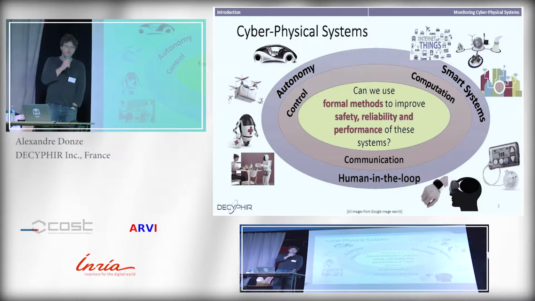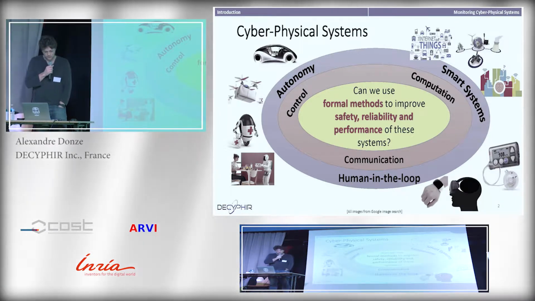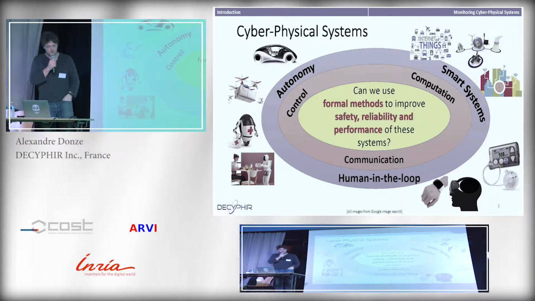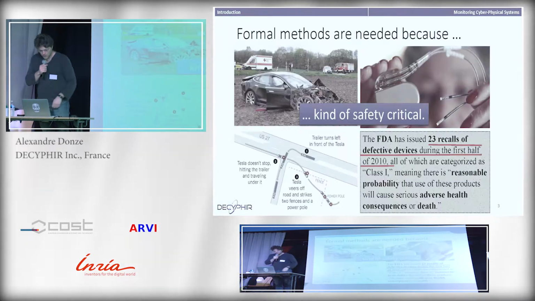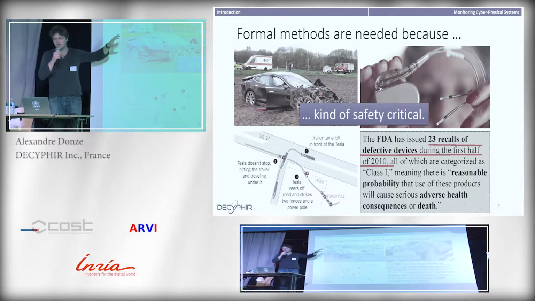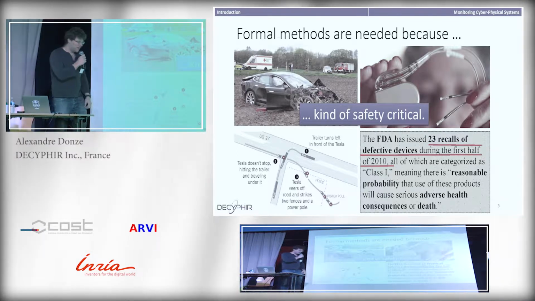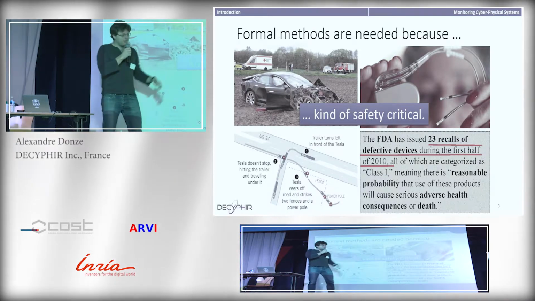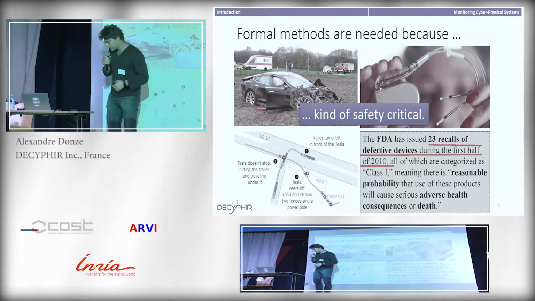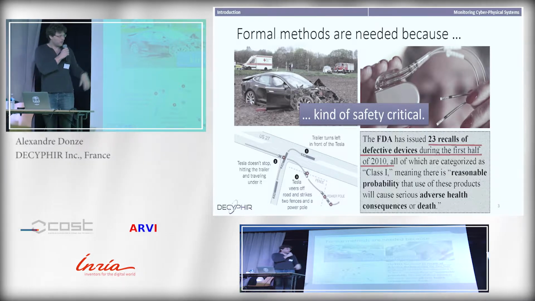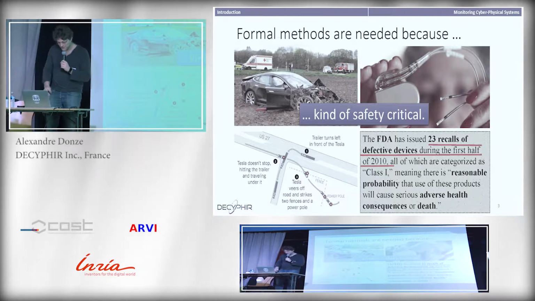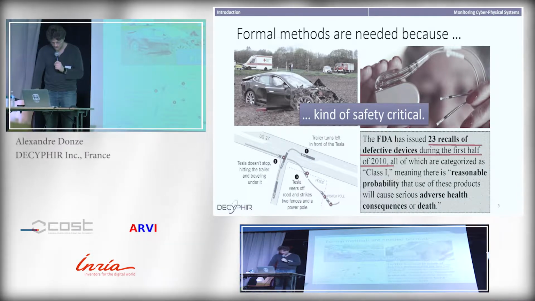And one of the central questions there is: can we use some sort of formal methods to improve the safety, reliability, and performance of these systems? And why? Because it's kind of safety critical. Those things are more and more driving your cars. They're driving your body, and believe me, there are a lot of issues in the devices that you put in, that can drive your heart, for example. So I won't elaborate on this. You can find data about software-related bugs that lead to safety problems. I don't need to convince you that this is an important issue.